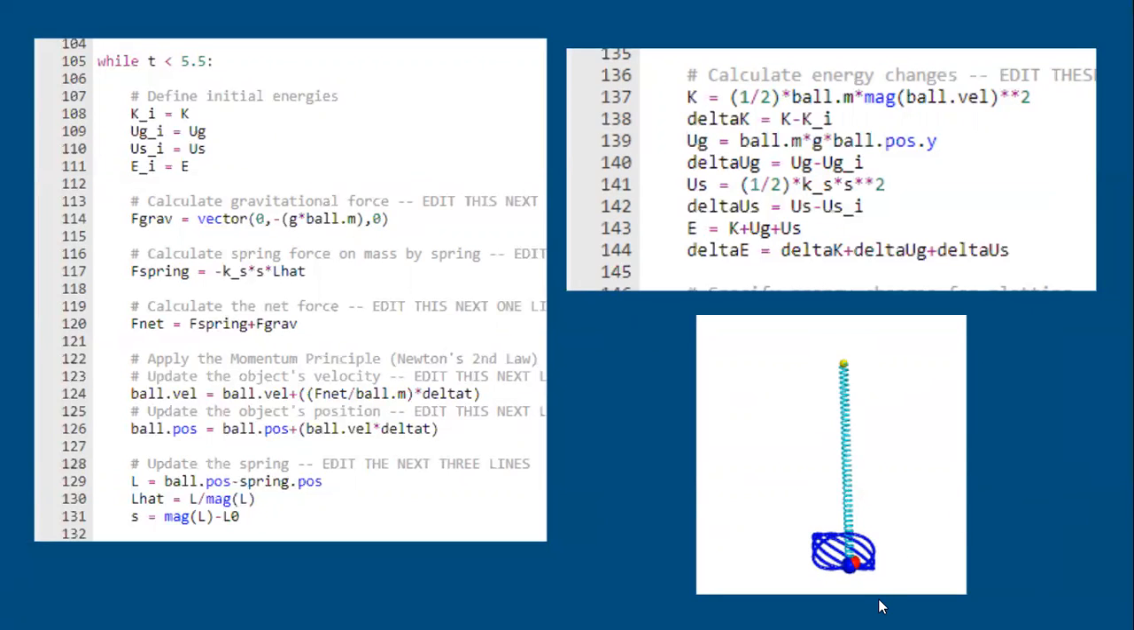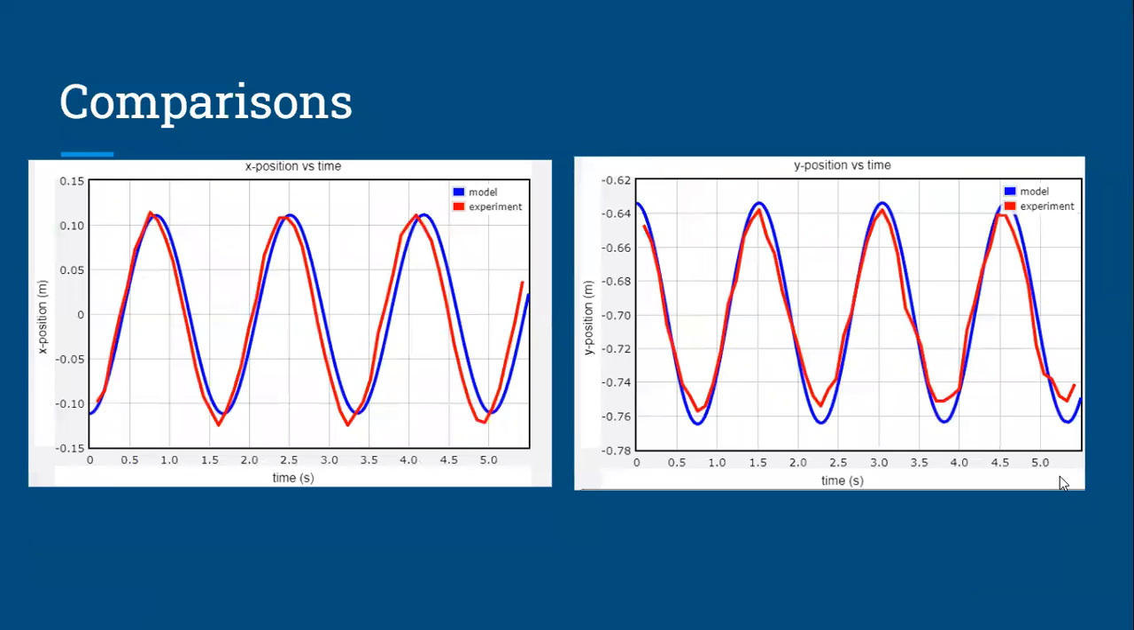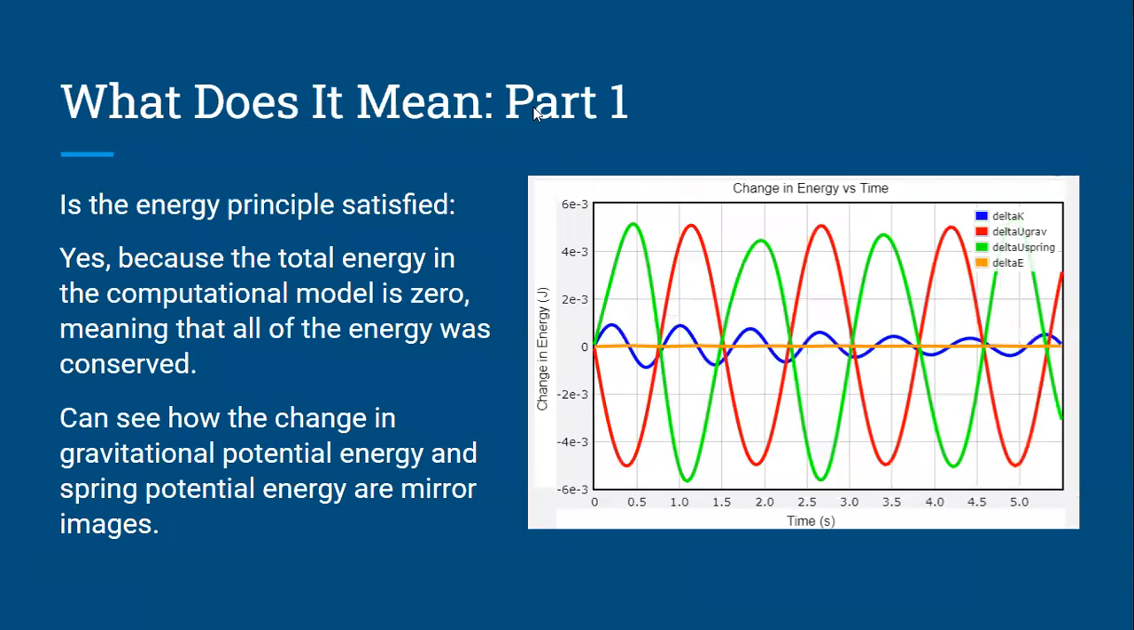The blue is our predicted motion, and the red ball moved in a very similar motion, and that was our actual motion from the Tracker video. So if we compare the x position and the y position, we can see that the model was in blue and the experimental data was in red, and the red looks not as smooth because we had way less data points, but you can see that it was a pretty good fit and they match up pretty closely.